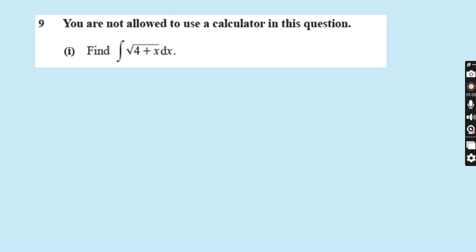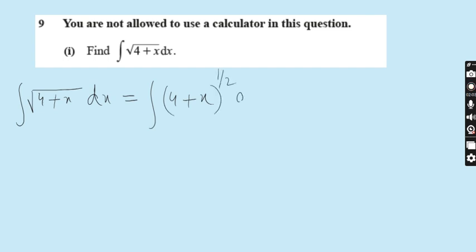Let's start question number 9, part number 1. You are not allowed to use a calculator in this question. Find the integration of root of 4 plus x dx. We know that root means power 1 upon 2. The formula is: integration of x power n dx is equal to 1 upon n plus 1, x to the power n plus 1, plus c.